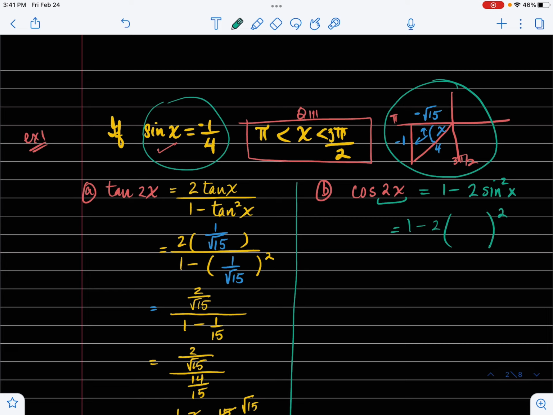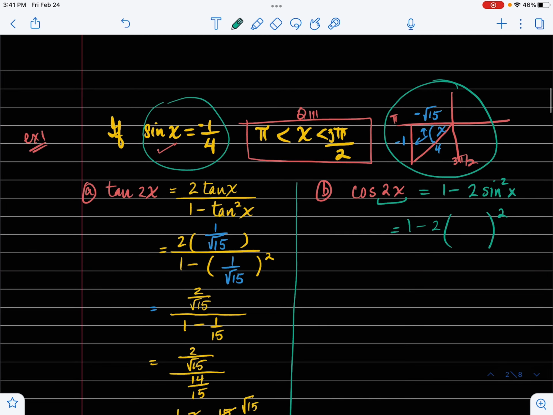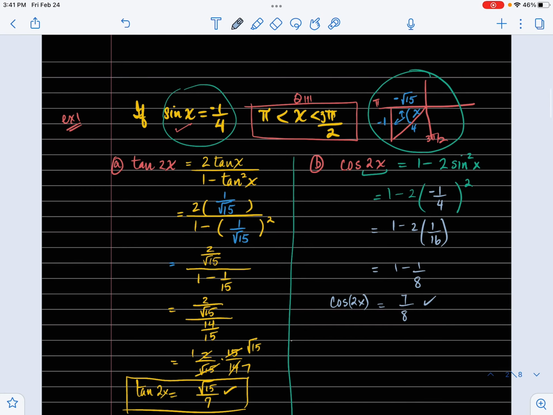The value of sine x has been squared. And it's time to drop in its value, which is negative 1/4. I'll do the math carefully. That will be 1 over 16. That's 1 minus 1/8, and that boils down to 7/8. Right, cosine of 2x. Similarly, they can also ask for sine of 2x, which also has a simple little formula.